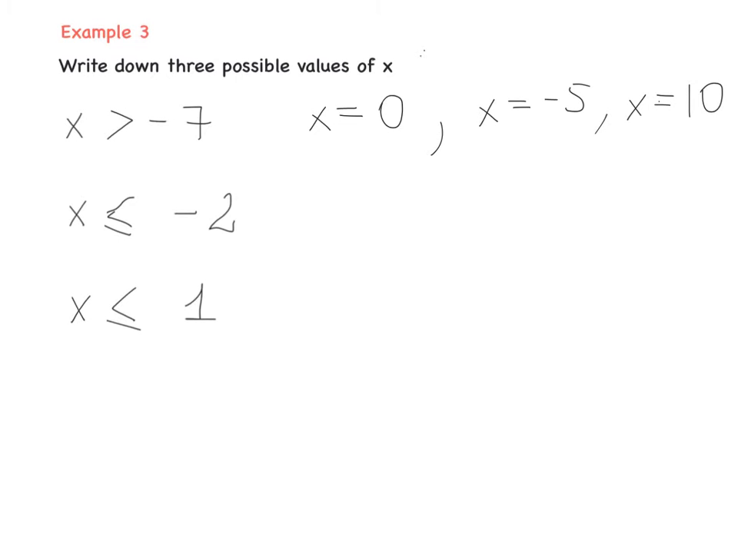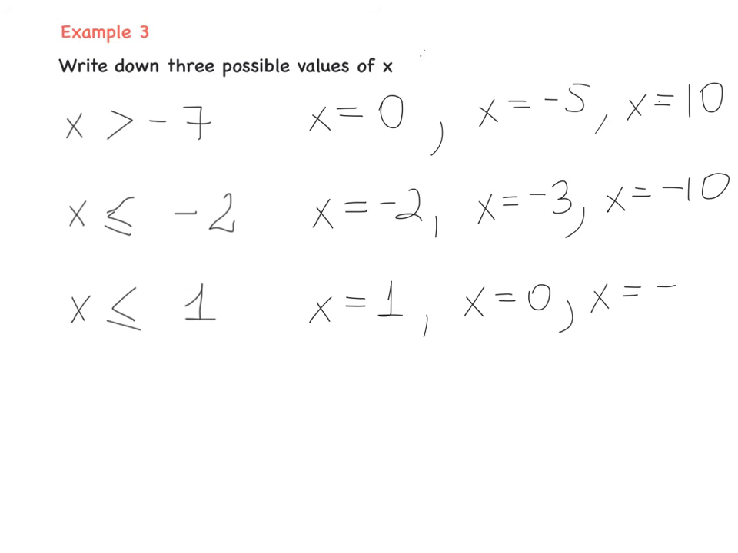So any 3 values. The next one, x is less or equal to minus 2. Okay? So if that is equal, we can write down x equals minus 2. And we know that is equal or less. So what's less than minus 2? It might be x equals minus 3. It might be x equals minus 10. Okay, and the next one is x is less or equal 1. So we can write down x equals 1 and less than 1. So x equals 0, x equals minus 5. Okay, we don't need to put them in order, we just need to write down any 3 values, okay?